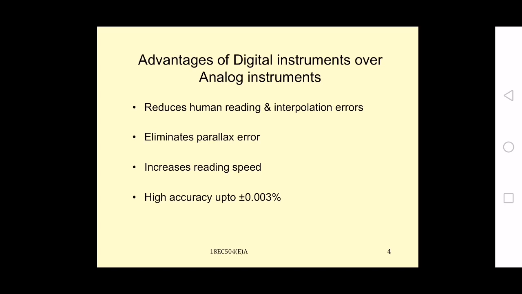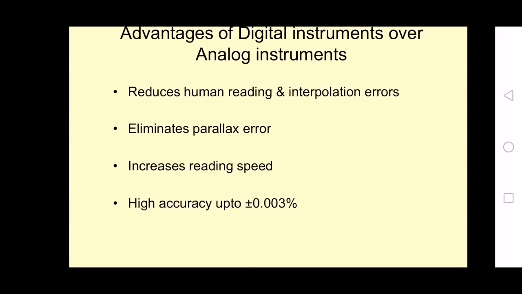An analog indicator will take some time to read the accurate value of the reading, but in case of these digital instruments, reading speed will be increased and accuracy also increased. High accuracy up to how much? Plus or minus 0.003%. That means if the value you are reading is 10 volts, it can change minutely from 9.997 to 10.003. So very high accuracy can be obtained by digital instruments.